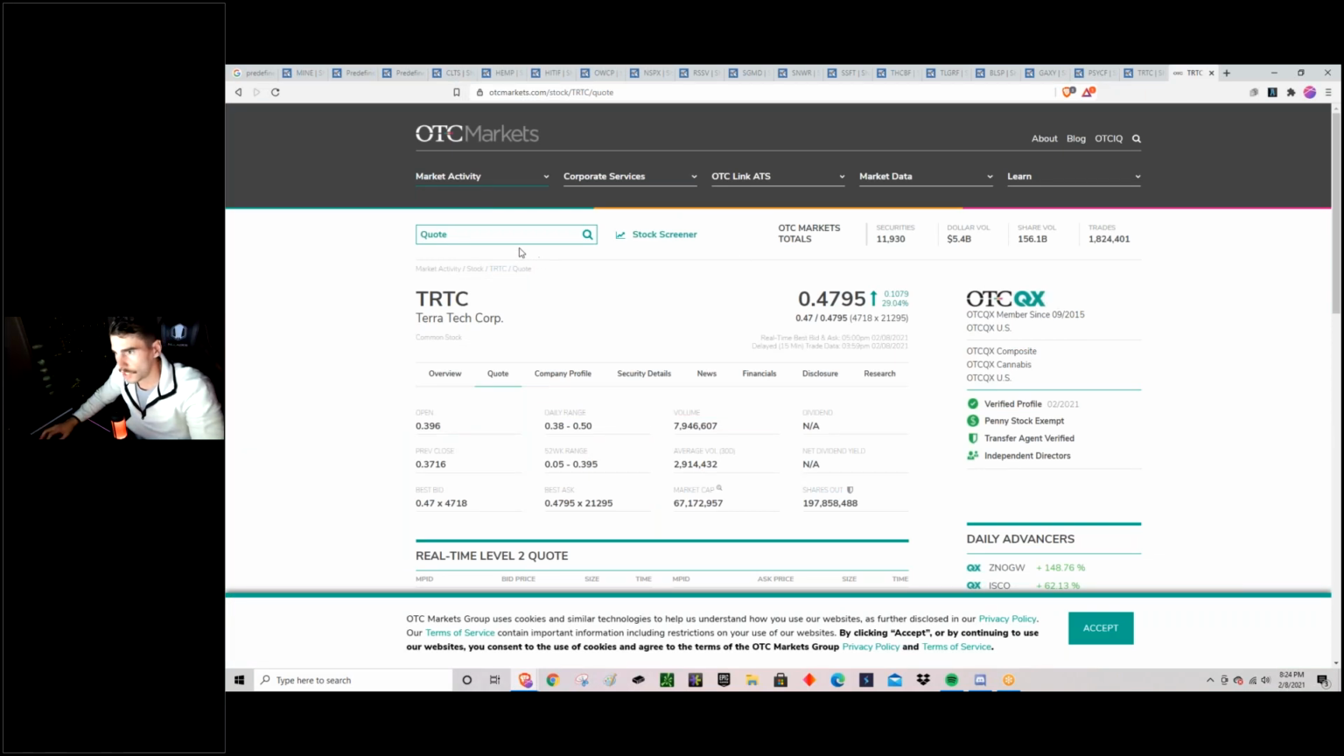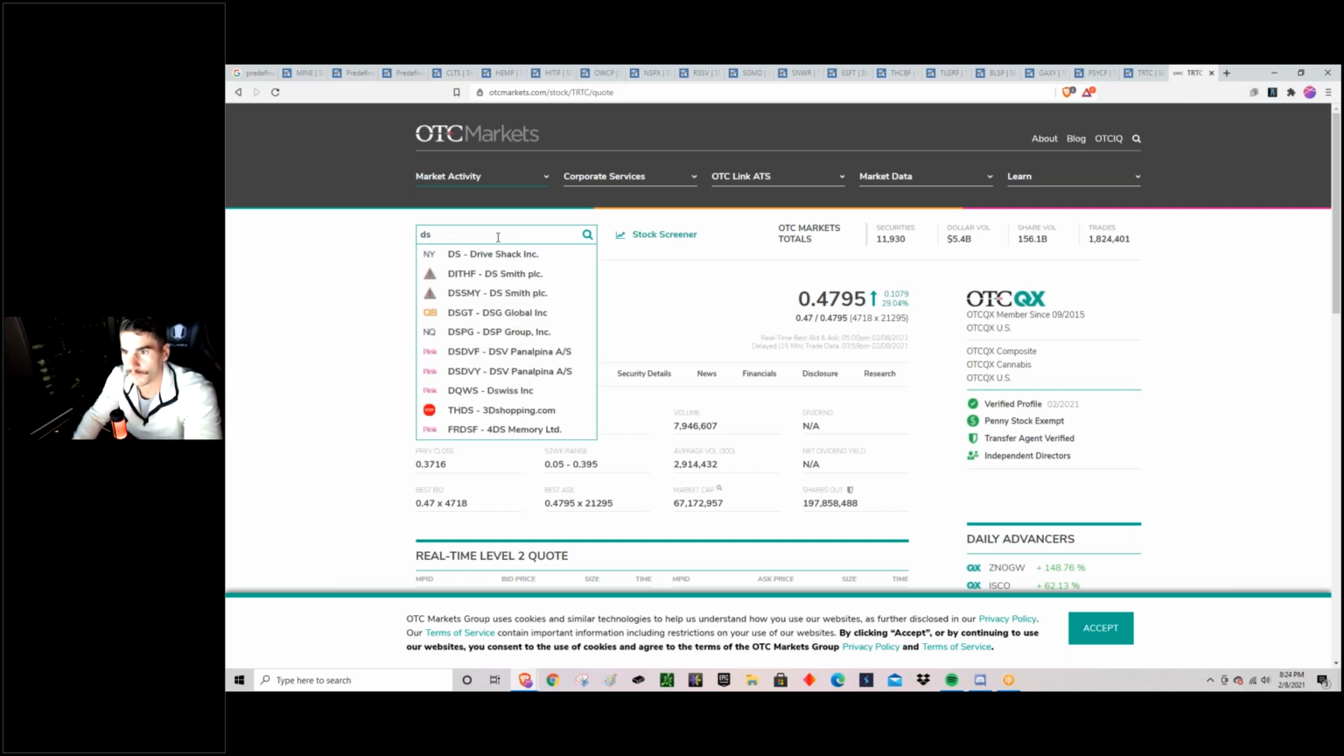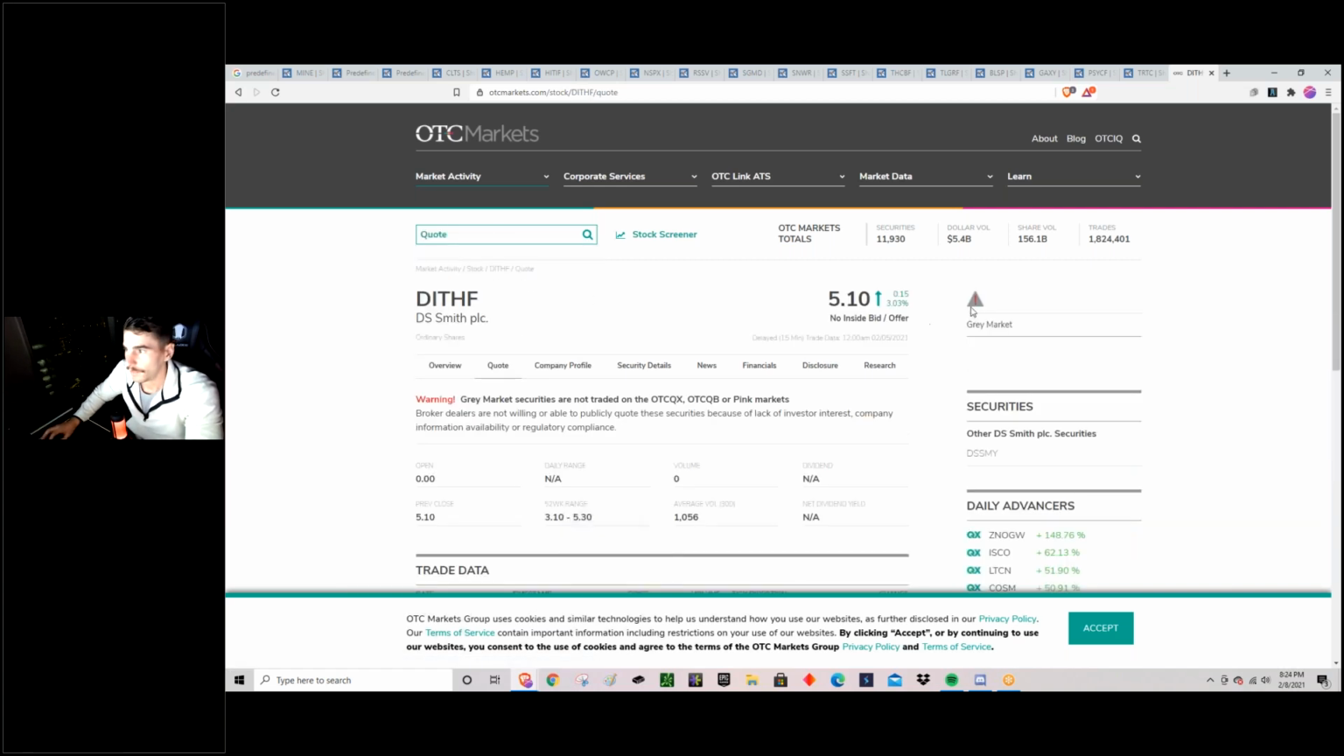So OTCQX, OTCQB, OTC Pink, those are all good. You could sleep easy at night. I'm trying to find an example. Here, this one is gray market. Gray market is what happens... you don't want to be trading on the gray market.